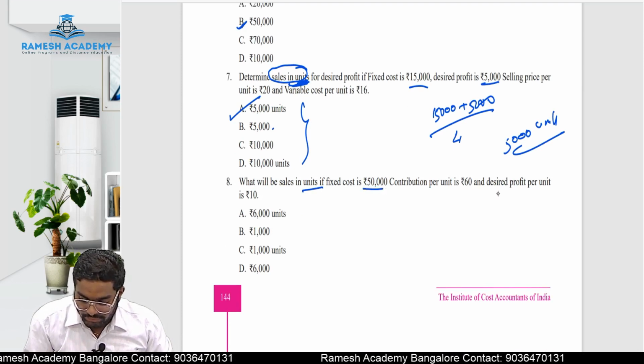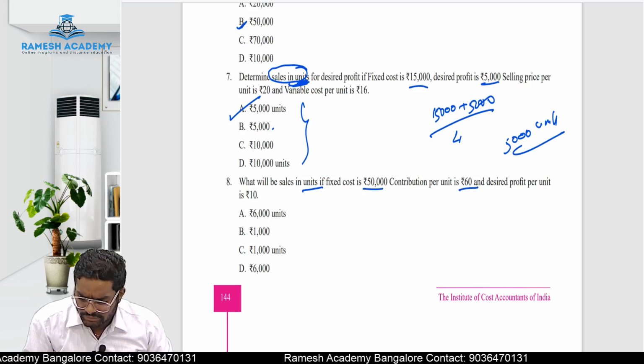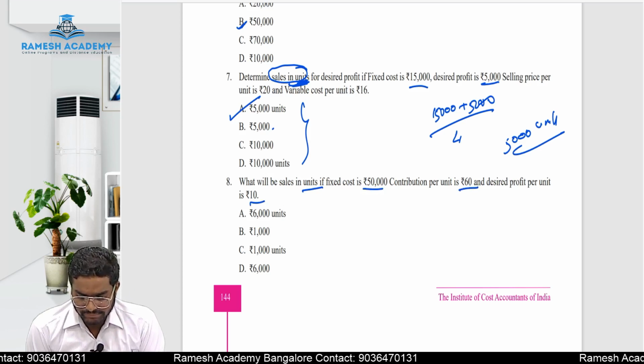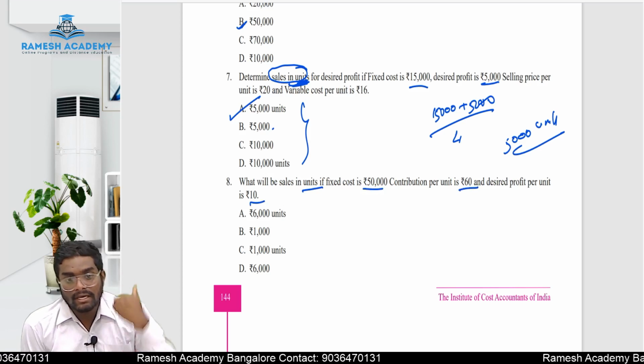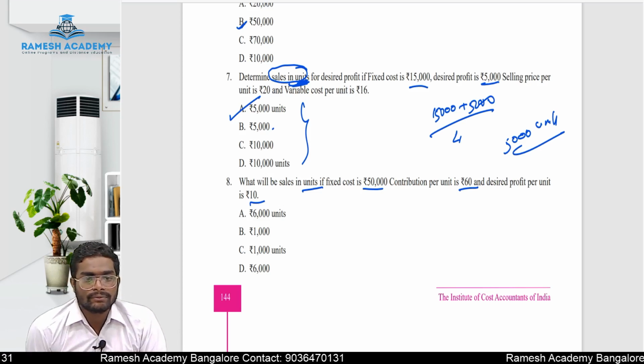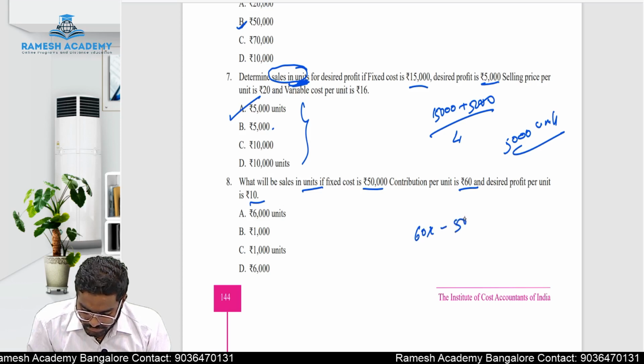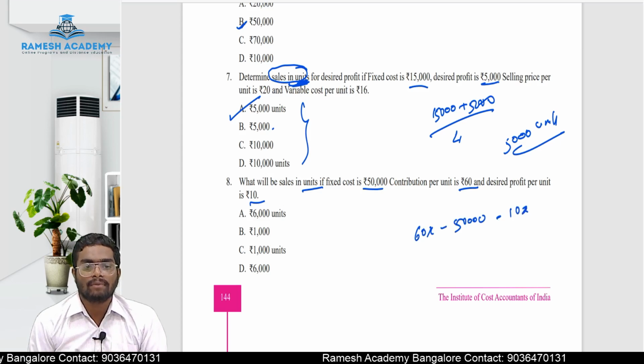Fixed cost is 50,000, contribution per unit is 60 and desired profit per unit is 10,000. So we have to calculate the sales. Simple, apply the logic which we have applied to sixth question. 60x minus 50,000 is equal to 10x, because we have to find the number of units.